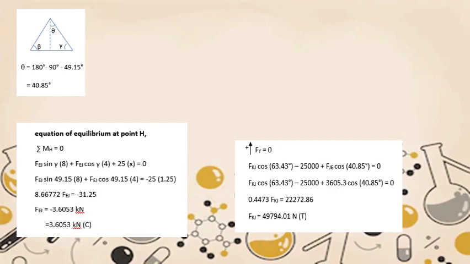Next, by using the summation of forces in the y-axis equal to 0, we can find force of KJ that equal to 49794.01 Newton, known as tension.